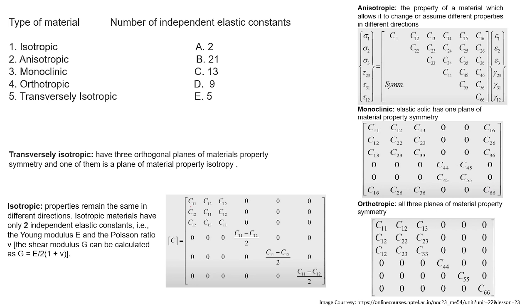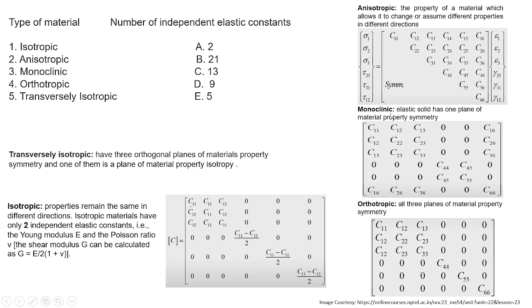Now there are different types of materials: isotropic, anisotropic, monoclinic, orthotropic, and transversely isotropic. So first we talk about anisotropic material. It is the property of a material which allows it to assume different properties in different directions. So an anisotropic material will have 21 independent elastic constants. As all the coefficients of this stiffness matrix will be different, their values will be different. But as there is symmetry about the diagonal elements, we consider 21 independent elastic constants.